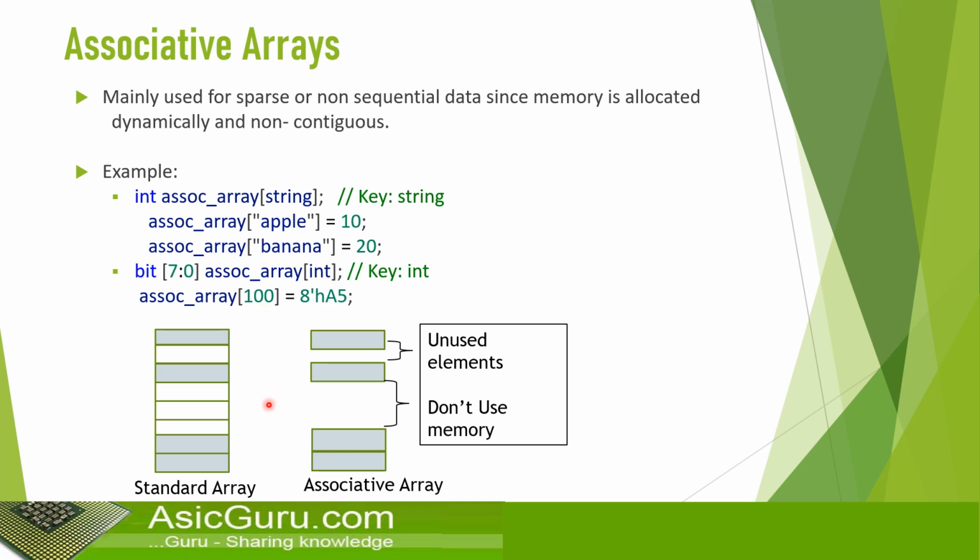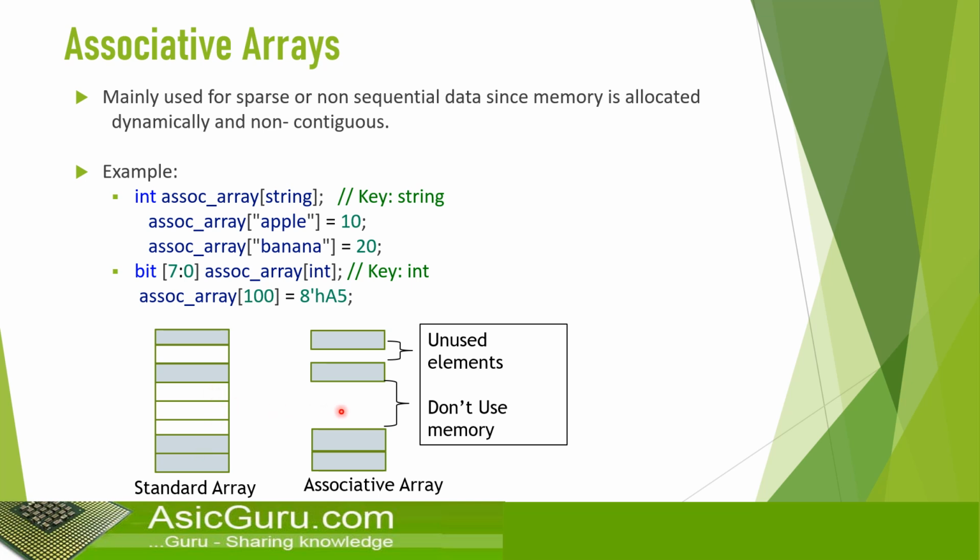So you can see the comparison between a standard array and an associative array. In a standard array, all the memory is allocated, including the unused elements. So we are only using index 0. Index 1 is unused. We are using index 2. Then 3, 4 and 5 are unused. Then we are using index 6 and 7. But the memory is allocated for all the indexes. So it is wasting memory on empty slots.